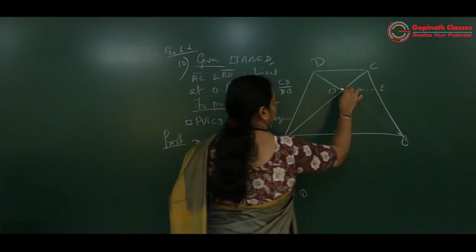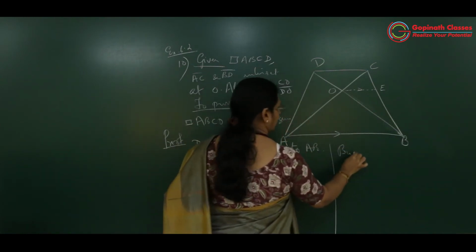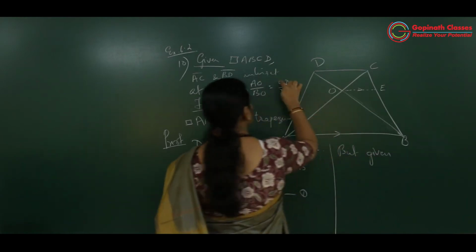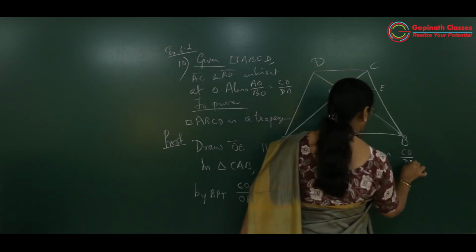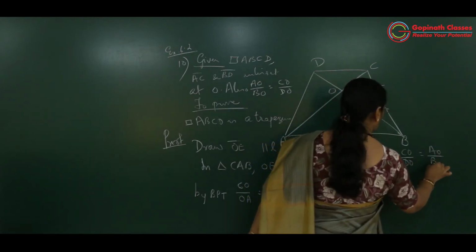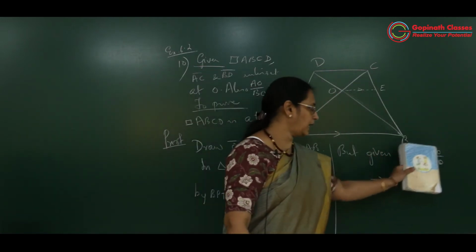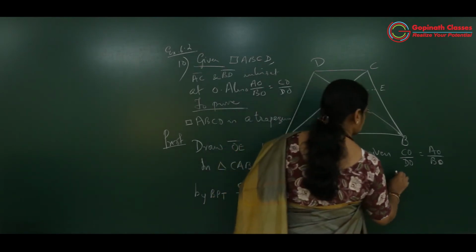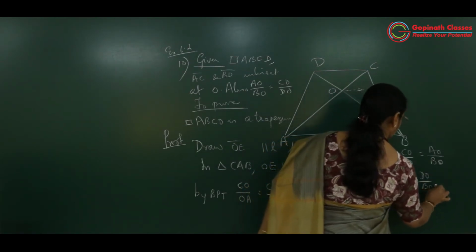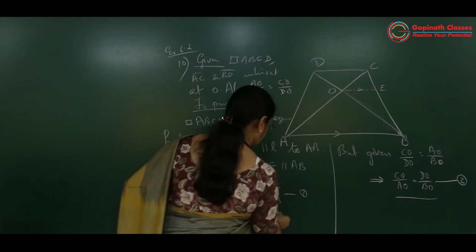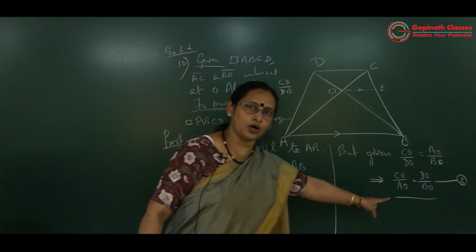Keep it there. Now, but given, what is given? But given, CO by DO is equal to AO by BO. That implies, as in the 9th question I told you the ratio rule, that you can bring AO down. So it will come, CO by AO is equal to DO by BO. I am putting it as statement number 2. Statement number 1 we got through BPT, statement number 2 we got by the given data.